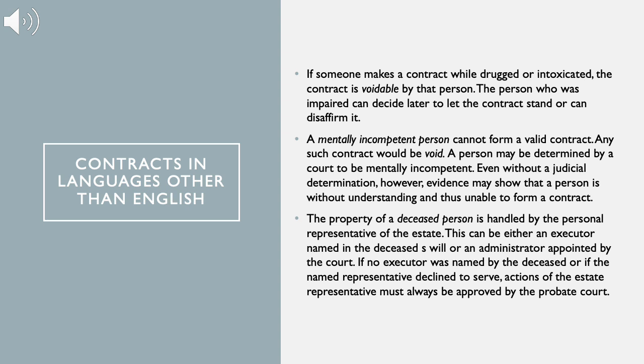A person may be determined by a court to be mentally incompetent. Even without a judicial determination, however, evidence may show that a person is without understanding and thus unable to form a contract. The property of a deceased person is handled by the personal representative of the estate. This can be either an executor named in the deceased's will or an administrator appointed by the court. If no executor was named by the deceased, or if the named representative declined to serve, actions of the estate representative must always be approved by the probate court.